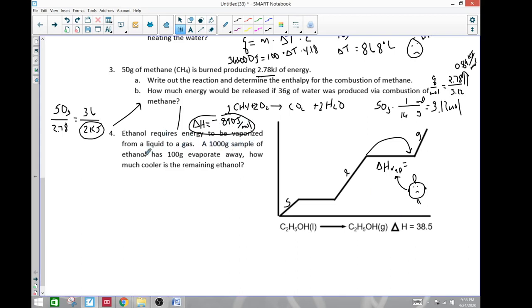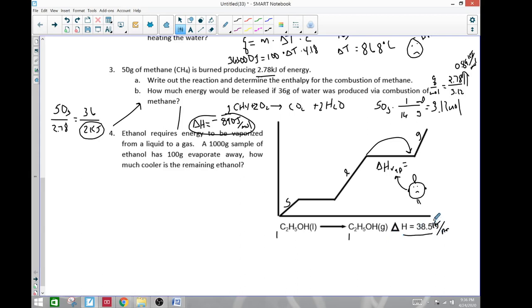A 100 gram sample of ethanol has 100 grams evaporated away. How much cooler must the original ethanol be? Okay. So in this situation, we have 38.5 kilojoules. It's almost always in kilojoules per reaction cycle. So 1 mole of liquid goes to 1 mole of gas. 38.5 kilojoules of energy is what is required to make that conversion.